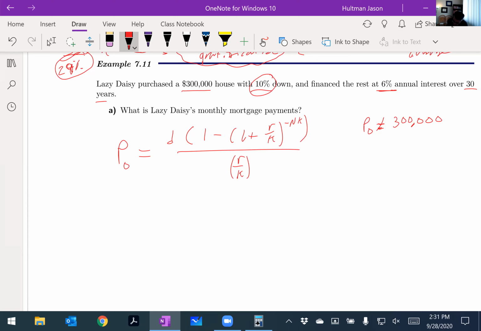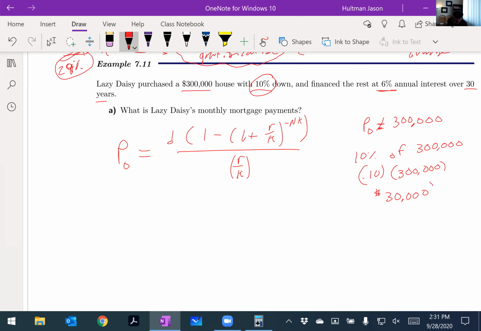So what's 10% of 300,000? Well, if you do 0.10 times 300,000, you multiply that together, you get 30,000. So I would have to have $30,000 in the bank. Maybe borrow it from a relative or something.